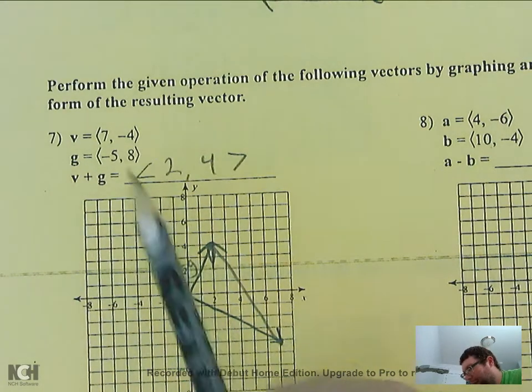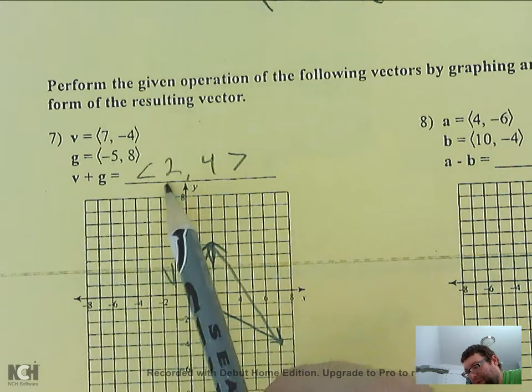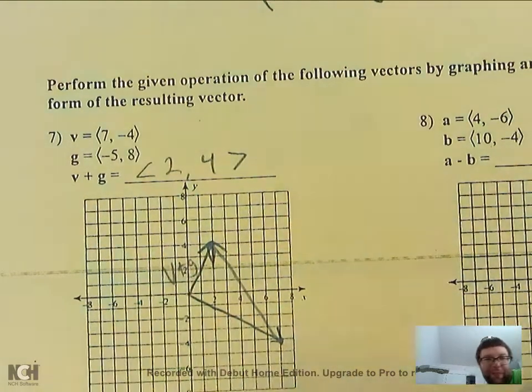So again, let me just double check this. To do it mathematically, you just add them. So 7 plus negative 5 is 2. Negative 4 plus 8 is 4. Yeah, I did it right.